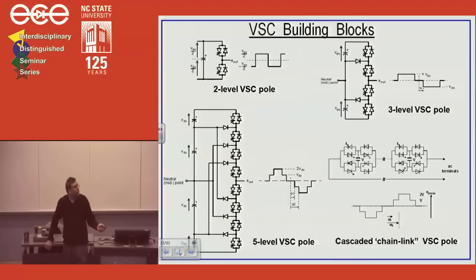This is a three-level because it gives you positive, zero, and minus DC bus voltage, and so on. We can go on from 3-level to 5-level and to even what we call cascaded chain links, where you can just keep adding these voltages in series. So we are not doing anything fancy here. All we are saying is that we've got a method of series connecting voltage sources.